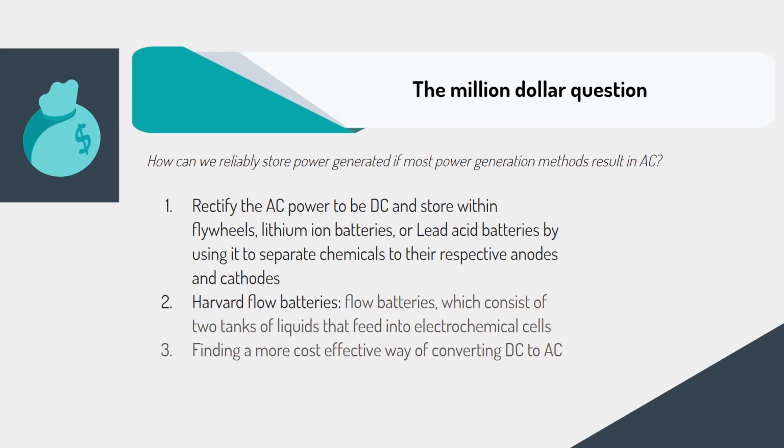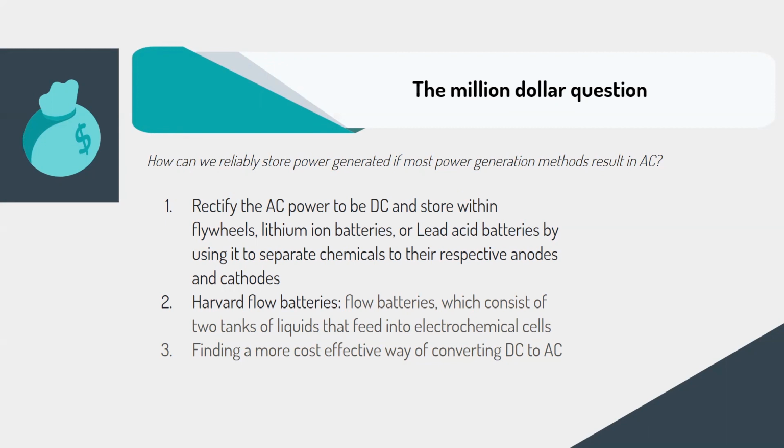Or we have the Harvard flow batteries, which are flow batteries. They consist of two tanks of liquids that feed into electrochemical cells, and they're two chemicals put together, and their capacity is amazing. The only problem is that the bigger the capacity you need to store, the more chemicals you'll need to use, as well as having to worry about things such as leaking. But basically, electrons flow between a thin membrane of these electrochemical cells, and it is a very cool thing to look into if you guys haven't. We will elaborate on those in a future video as well.